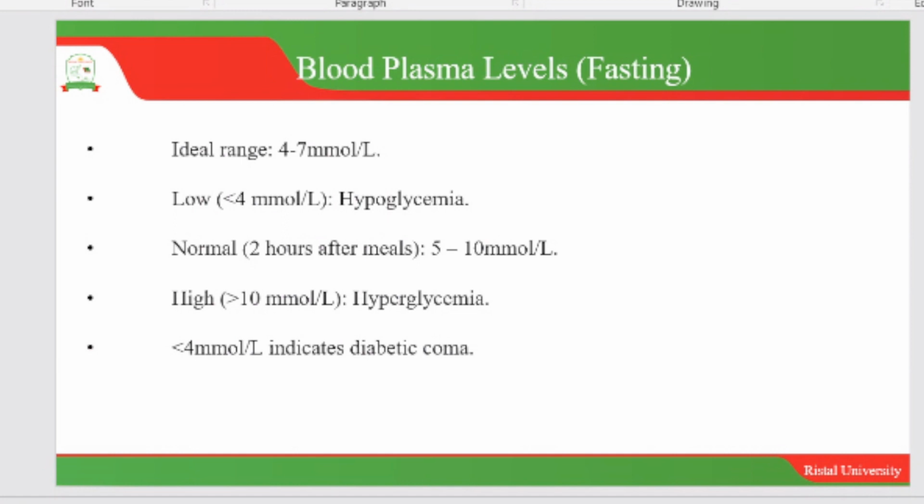Then in normal cases, 2 hours after meals, the blood plasma levels will test 5 to 10 millimoles per liter. In abnormal cases, if it is considered to be high, if it is greater than 10 millimoles per liter, then this is considered to be hyperglycemia. So less than 4 millimoles per liter indicates diabetic coma.